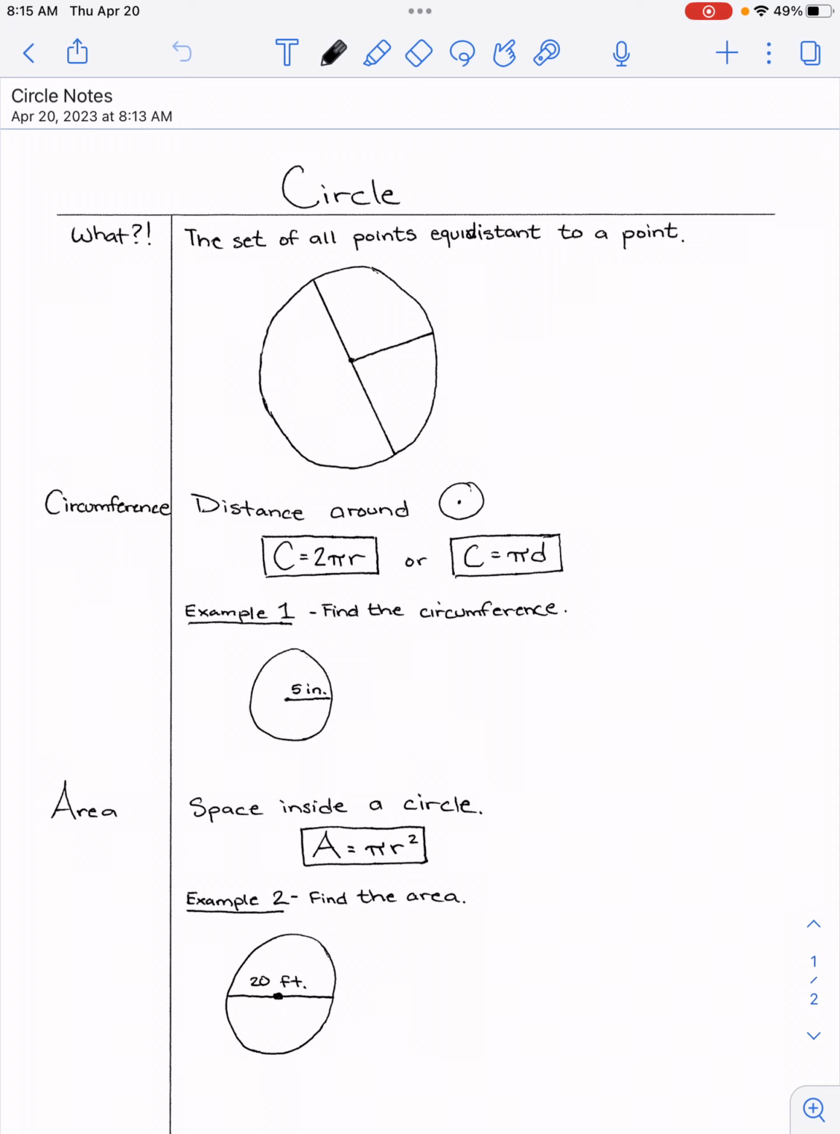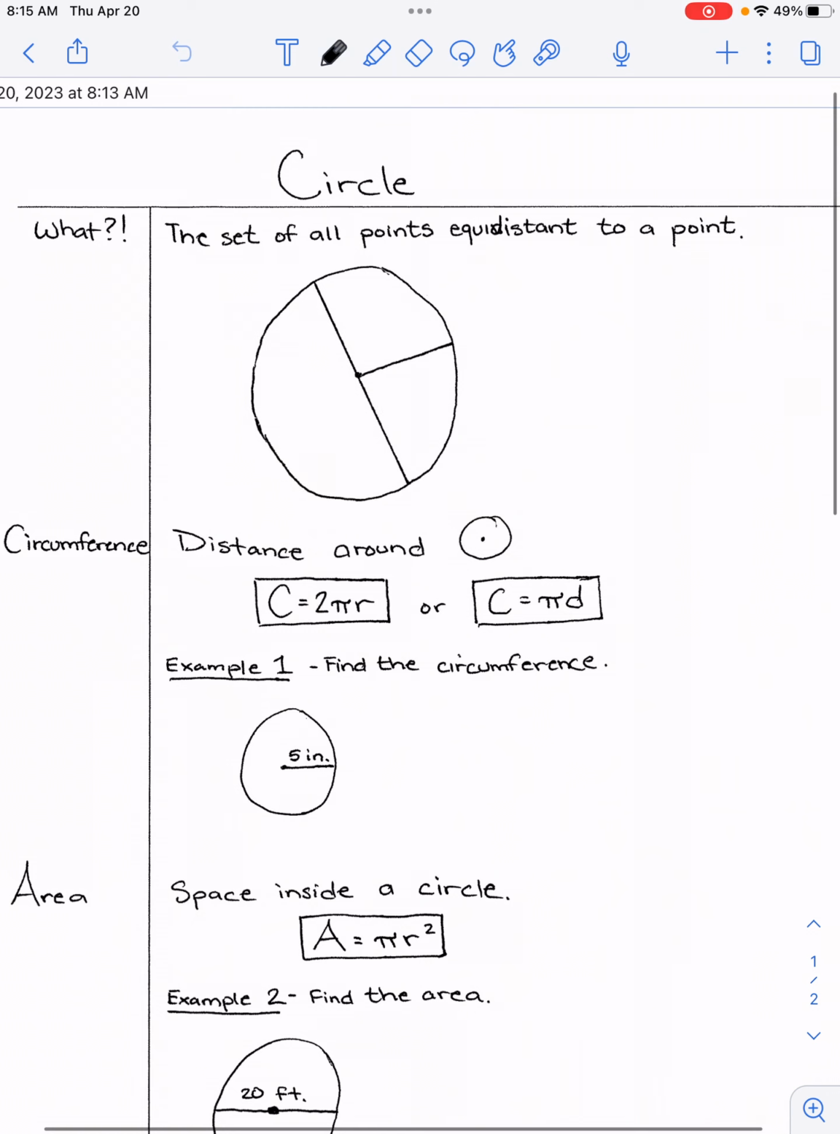So what is a circle? It is the set of all points equidistant to a point. What do you mean by this? This isn't a perfect circle, but just imagine it is. This is what we call our center, the center of the circle. And what it's saying is all these points on the edge of the circle are equidistant, meaning equal distance. So this point and this point are the same distance from the center as this point, or as this point. It's a set of all points that are equidistant.